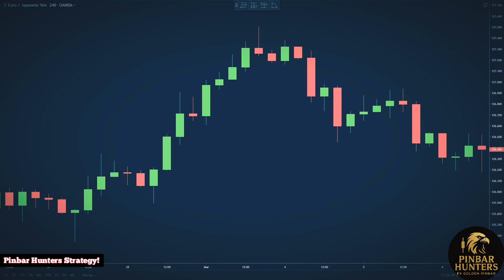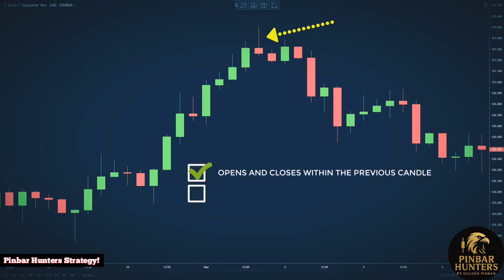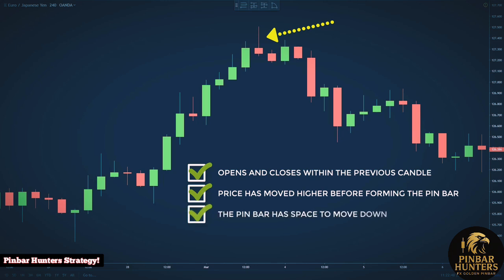This chart is a great example of a pin bar that sticks out from all other candles. First, notice how it opens and closes within the previous candle, and then notice how the price has moved higher before forming the pin bar. This pin bar is being played as a reversal, and it has space to move down. The really great thing about pin bars is the variety of different ways in which you can trade them.